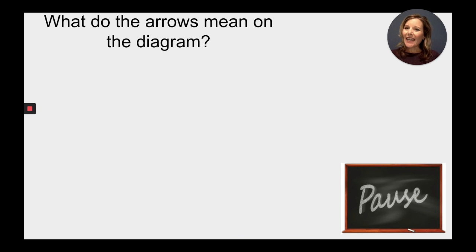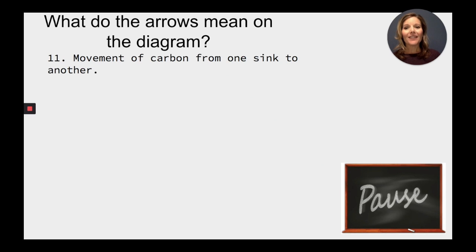So what do those arrows mean on the diagram? Letters A through I that are moving back and forth. Can you think of what we've talked about today already that might be representative of those arrows? If you're thinking flux, you're exactly right. We're looking at carbon moving from one pool to the next, from one reservoir to the next. The movement of the carbon from one sink to another.